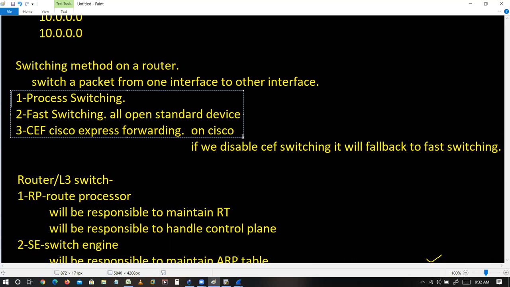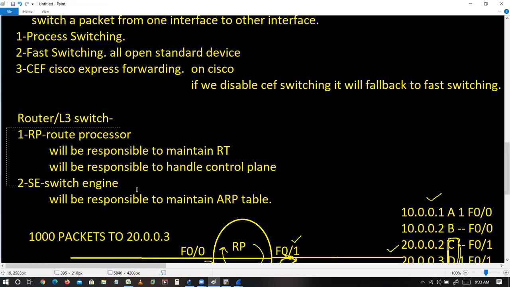Just tell me if you have any doubt in process switching, because the next ones, fast and CEF, will depend on it. I'm clear about route processor and switch engine, okay. But we have talked about process switching, right? Basically we have two different things, and these two things we will have every time.